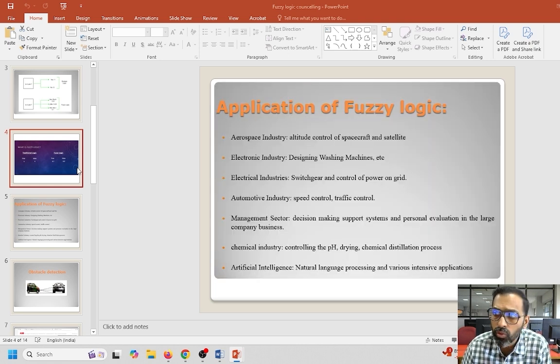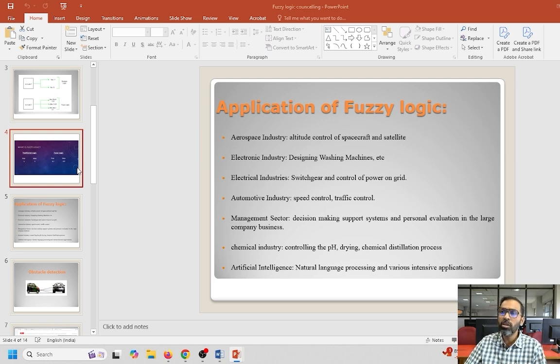Fuzzy logic is used in various industries such as the aerospace industry, electronic industry, electrical industries, automotive, management sector, chemical industry, and artificial intelligence. So in any system or industry wherein there is a complex problem that needs to be solved and does not have any empirical formula, in that case we go ahead with fuzzy logic.